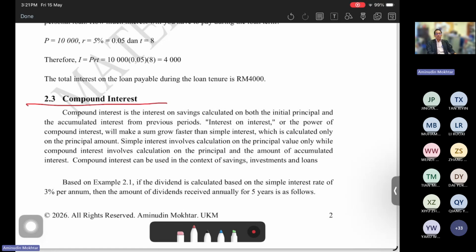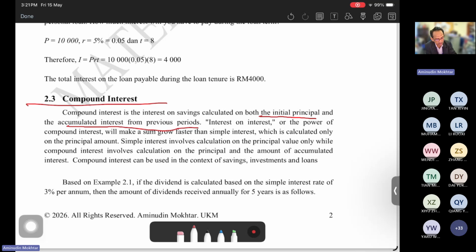Compound interest rate. So compound interest rate is the interest on saving or on loan, or on investment, saving, and so on. That is interest. This compound interest refers to the interest that is calculated based on the initial principal and also the accumulated interest from the previous period.